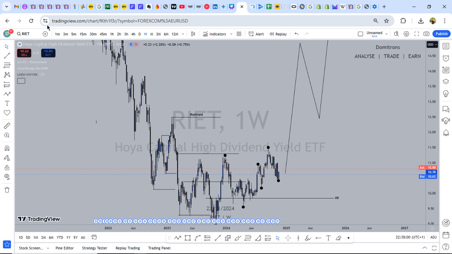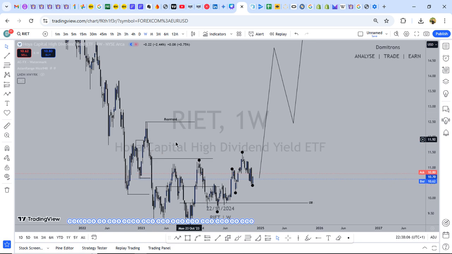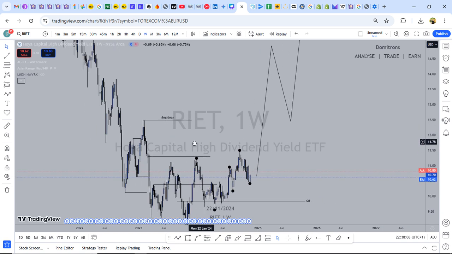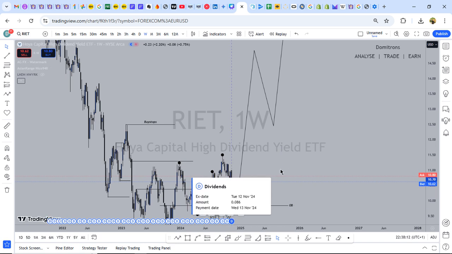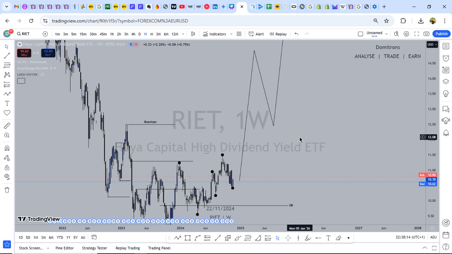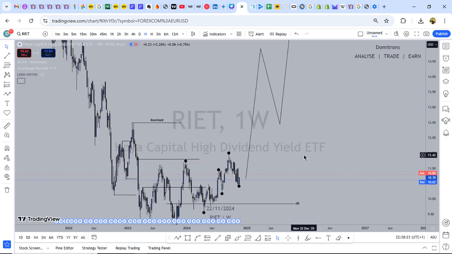So today I've got an ETF that we might be having eyes on. That is quite interesting, and that is RIET, which is the Hold Your Capital High Dividend Yield ETF. It's a firm that provides ETFs for investors, which are exchange traded funds, right? They invest in indexes and other sectors, and they give investors the opportunity to also invest in it. You understand? That is why it's called exchange traded funds, which are funds put together in order to diversify the investment. All right.